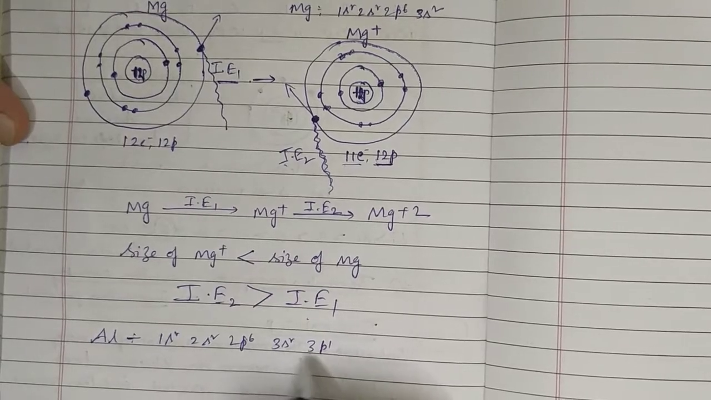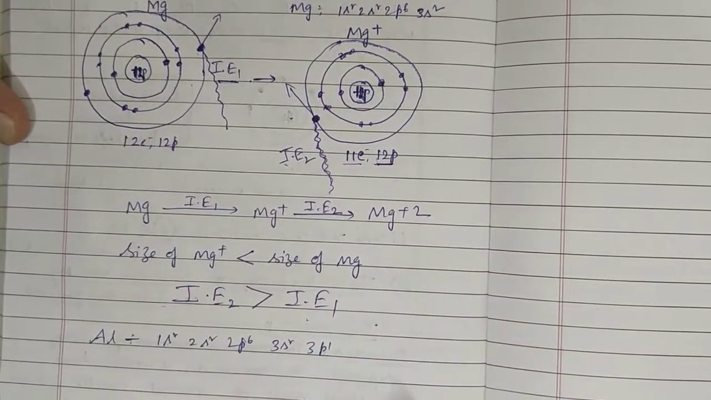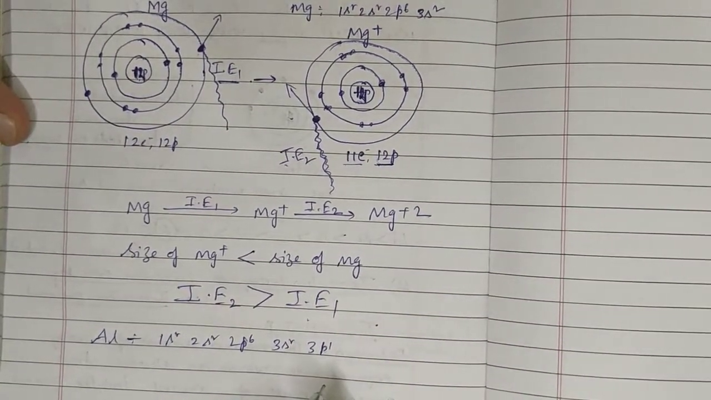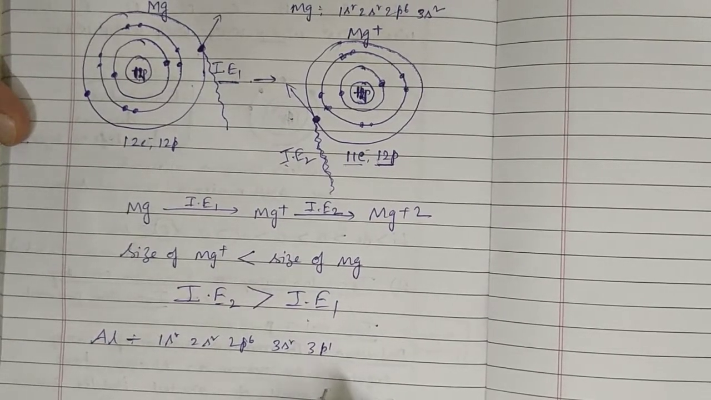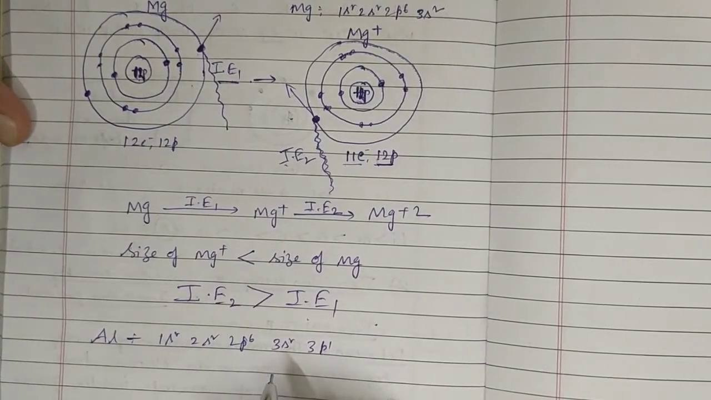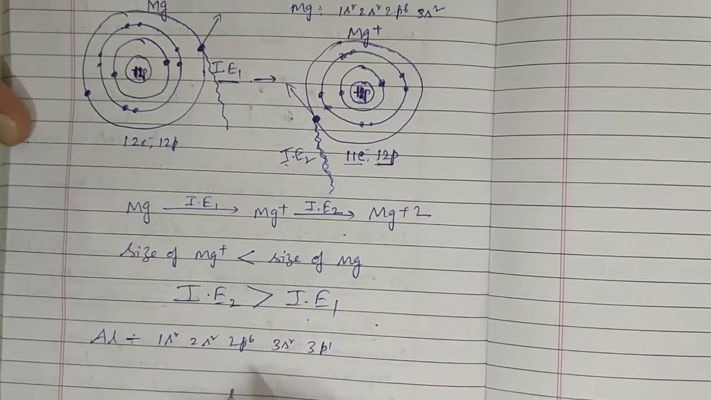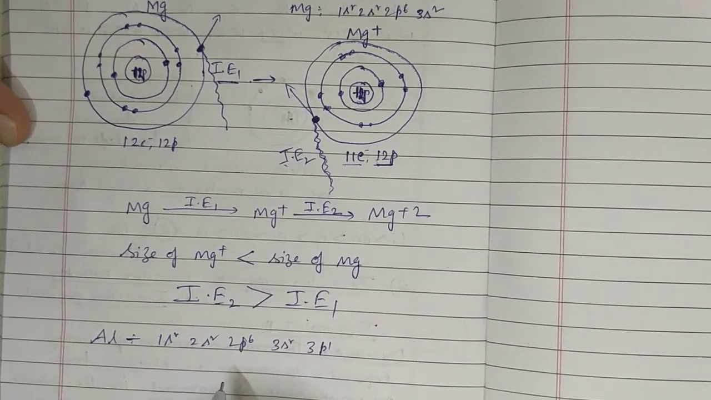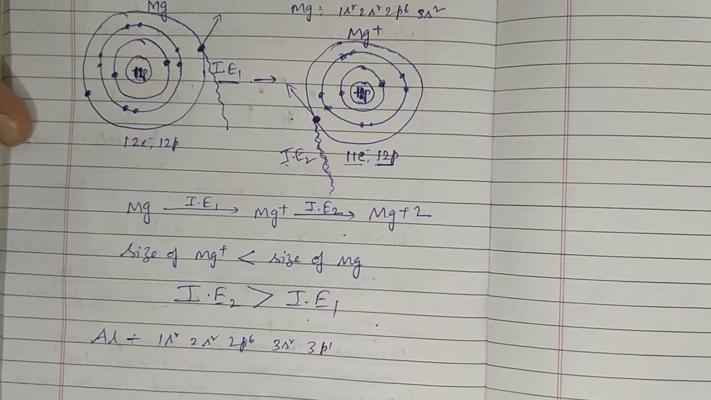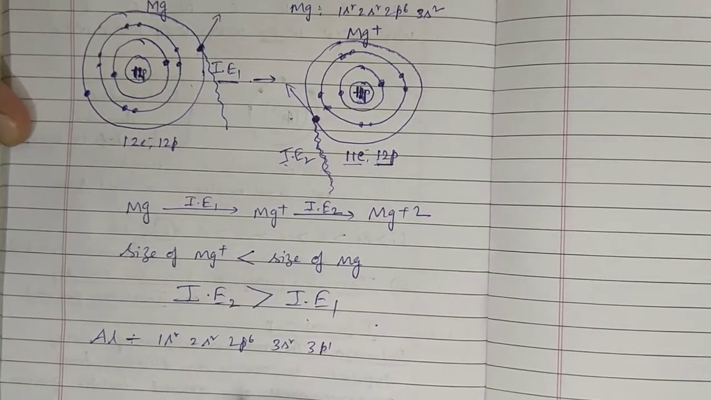How many electrons are present in the third shell? Three electrons are present in the third shell. Okay, so how many ionization energies are there for aluminium? Three are there: the energy required to remove the first electron, the energy required to remove the second electron, and the energy required to remove the third electron.